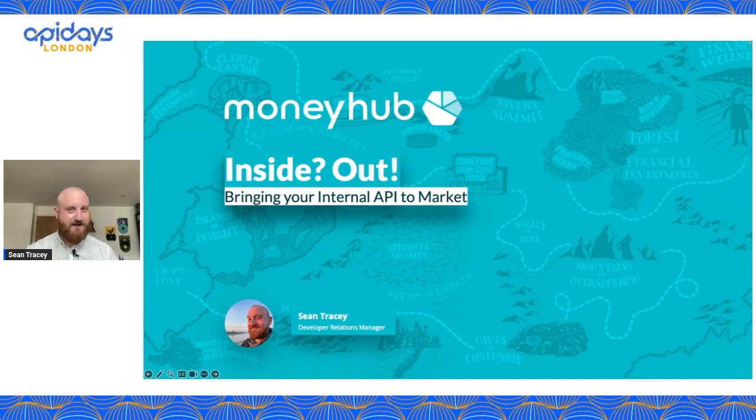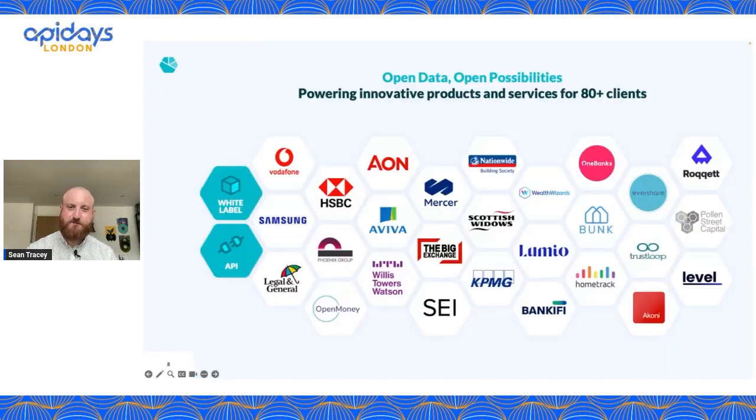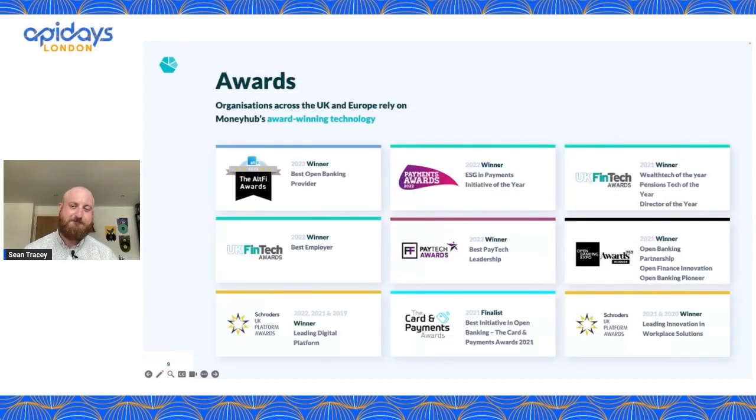But first up, a little bit about Moneyhub. See, Moneyhub, we have a central mission, and that is to enhance the lifetime financial wellness of people, their communities, and their businesses. And we do this through our app, services, and most relevant to me and this conference, our API. We work to build products and services with some of the most recognizable financial institutions in the world, and we're quite good at it.